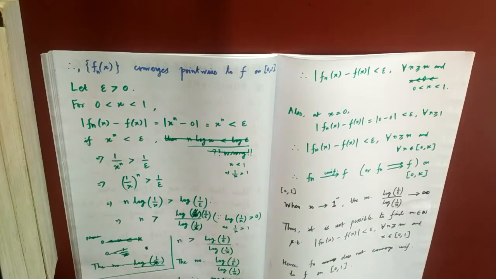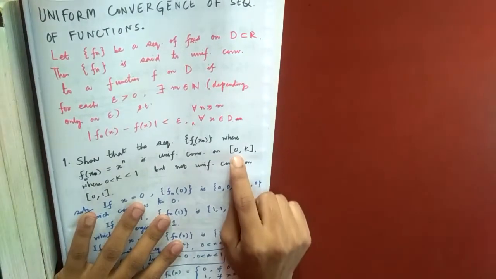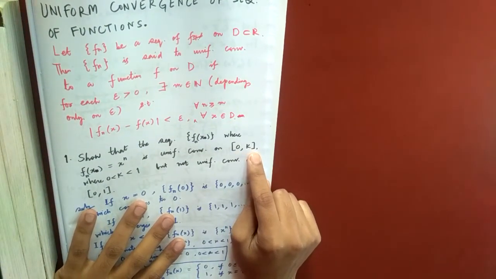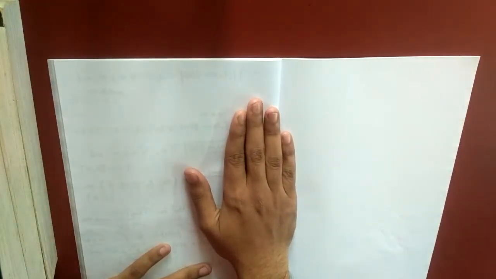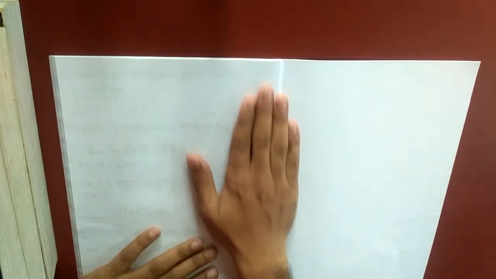So, we were doing some examples based on uniform convergence of sequence of functions. I had done the uniform convergence of x to the power n. It is uniformly convergent on any interval of the form [0, k], but is not uniformly convergent on the interval [0, 1], right? So today I'll take another example. There are so many examples given in your book. You may just try that out. I'm taking another example that is not in your book.